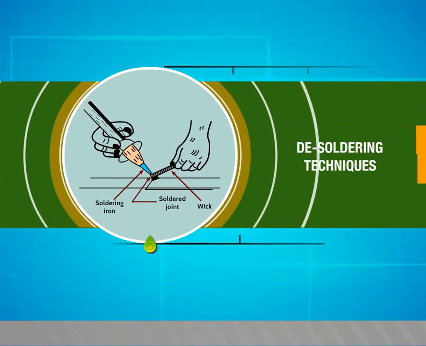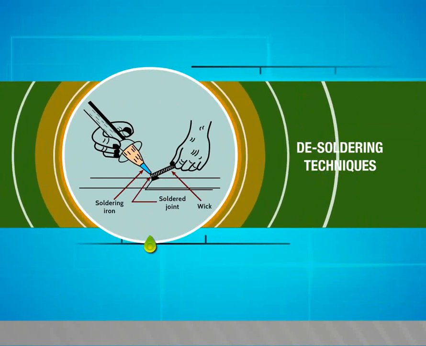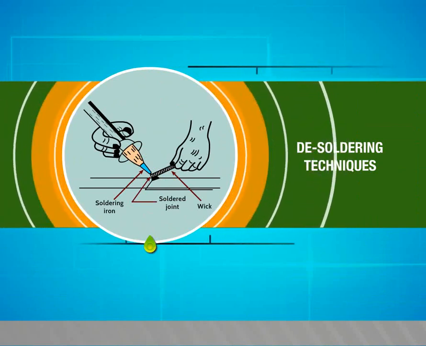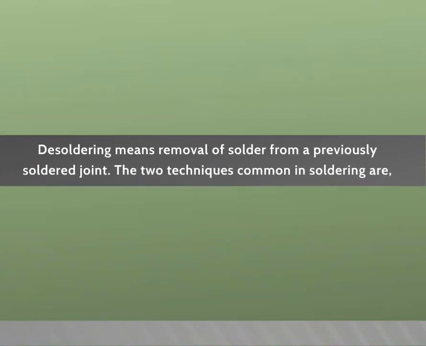Desoldering techniques. In this video, we are going to see about desoldering techniques. Desoldering means removal of solder from a previously soldered joint. The two techniques common in desoldering are wicking and sniffing.